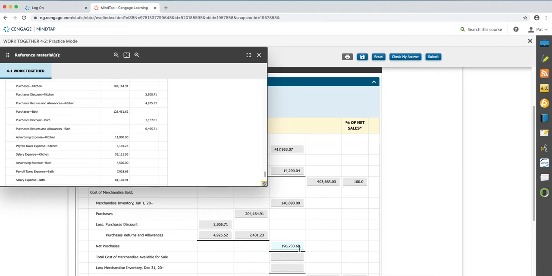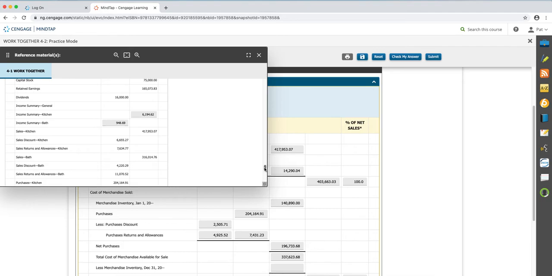All right. So we take all the merchandise we had at the beginning plus all the merchandise that we purchased. So we add those two numbers up, and we get 337,623.68. Okay, so that is these two added up. We then have less merchandise inventory at the end of the year.